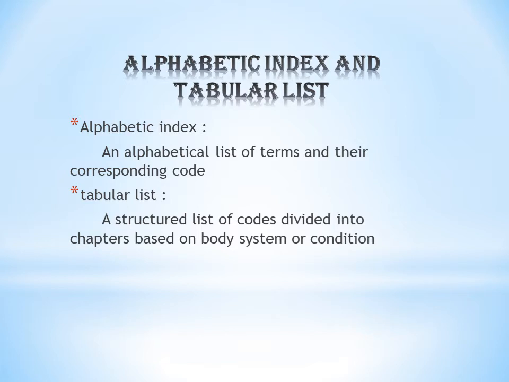The alphabetic index is arranged in alphabetical order, but the tabular list is arranged system wise or chapter wise. For example, the digestive system is one series, the respiratory system is another chapter, the nervous system is another chapter, like that. It is divided into sections.